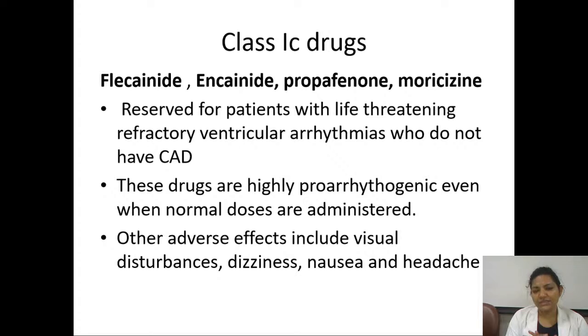Now class 1C drugs. Class 1C consists of flecainide, encainide, propafenone and moricizine. These drugs are reserved for patients with life-threatening refractory ventricular arrhythmias who do not have coronary artery disease. These drugs are highly pro-arrhythmogenic even when normal doses are administered. So as a result, these drugs are reserved for refractory patients, right, who are not responding to other drugs. Only in those patients these drugs are given. Apart from being pro-arrhythmogenic, these drugs have other adverse effects like visual disturbances, nausea, headache, dizziness, etc.